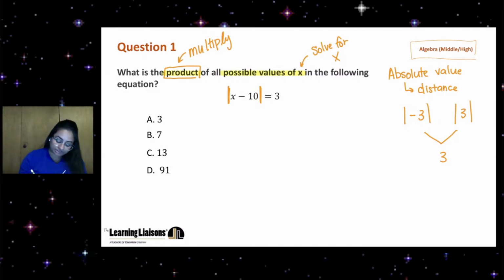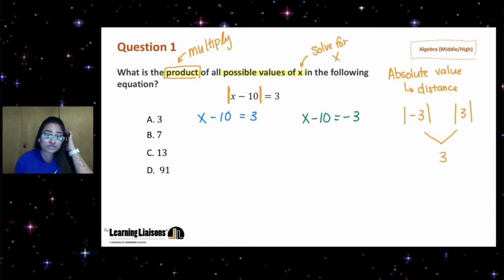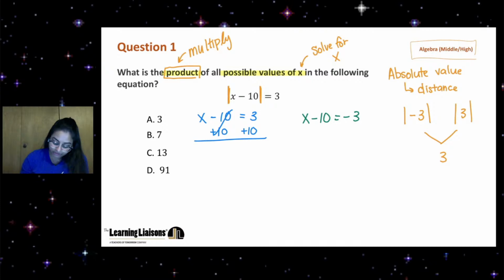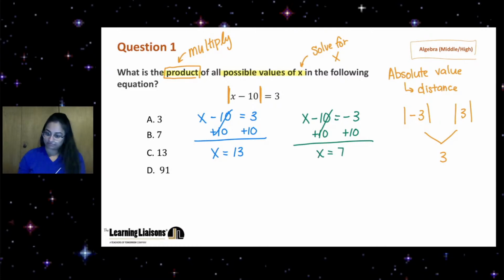Okay, ready? Our first equation is going to be exactly what we see. X minus 10 is equal to 3. And on the other end, our second equation is going to be what? X minus 10 is equal to -3. We're going to go ahead and solve both of these for x values. Once we get those x values, you guys know what to do. I'm going to add 10 to both sides. For my blue equation, the equation on the left, I'm going to have x is equal to 13. Then I'm going to add 10 to both sides on my green equation, my equation on the right, and I'm going to get x is equal to 7.